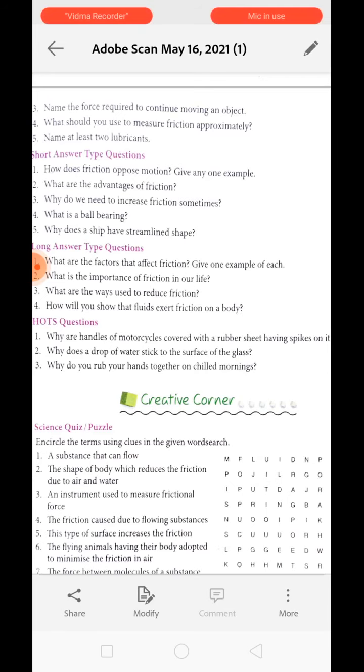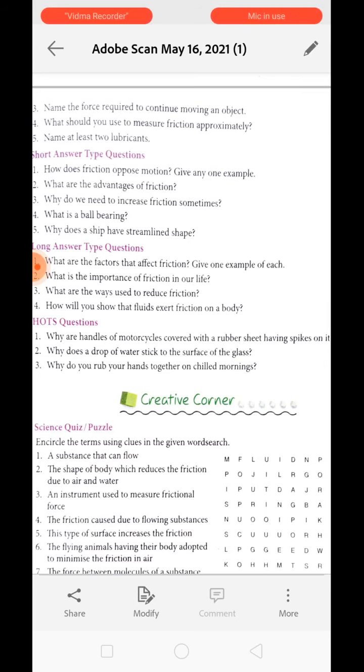Now next question. Why does a drop of water stick to the surface of glass? The drop of water sticks to the surface of glass because the glass has micro unevenness. And this unevenness is filled with the droplets of water. When you are putting the glass, due to gravity, these droplets of water get pulled down at the bottom of the glass and they get collected over there.